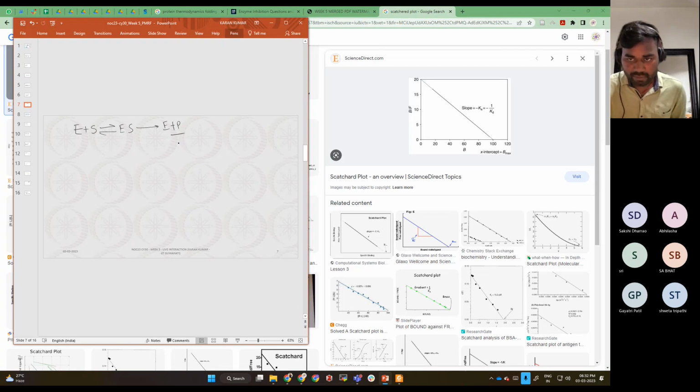So in the scattered plot curve, let us say if we are inhibiting it using the inhibitor, it will give you the EI complex. But this EI will not dissociate and it will not produce any kind of product. It will just have an interaction with the enzyme, and this is what is known as the protein ligand docking.